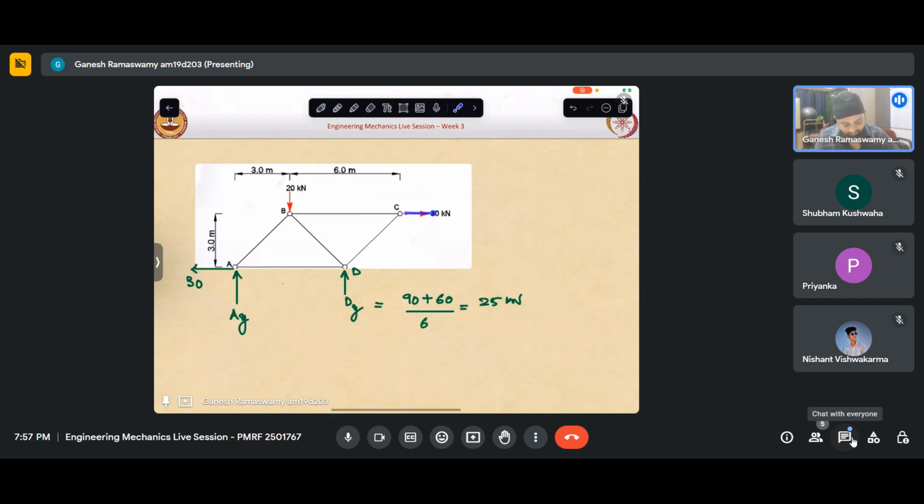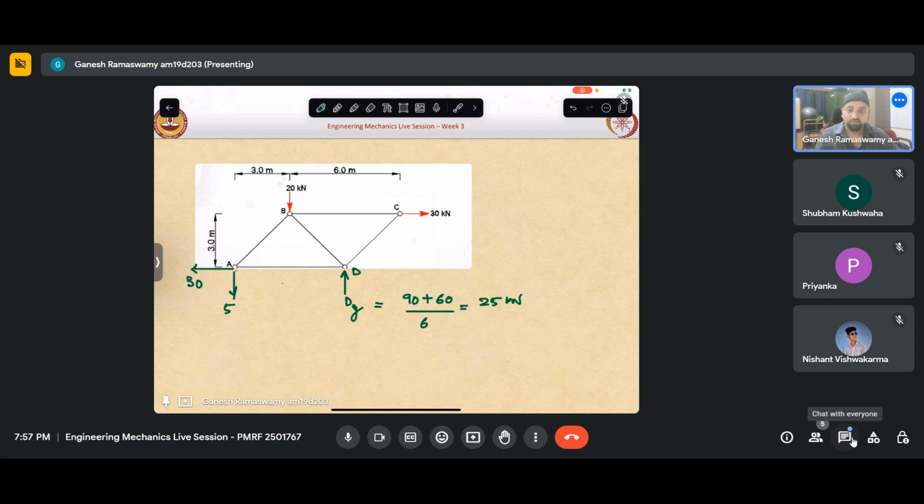Because this is getting pulled. So this is trying to lift this joint up like this, and this force is trying to prevent that. That is why AY will essentially be pointing downwards. So this will be 5 and we have this as 25.